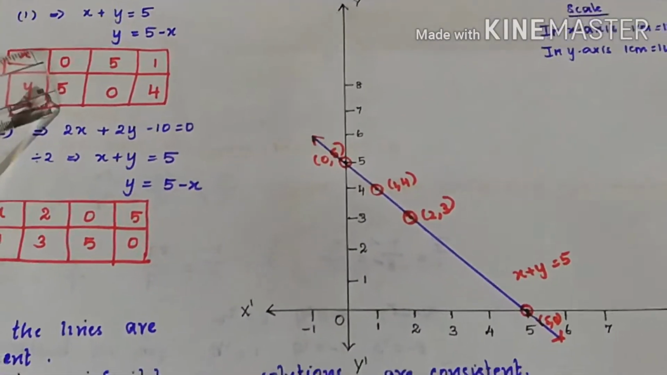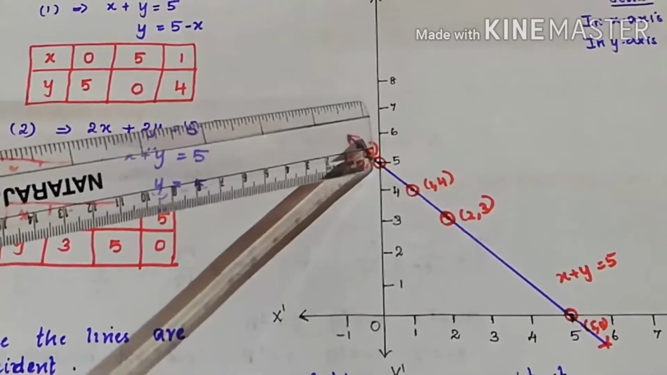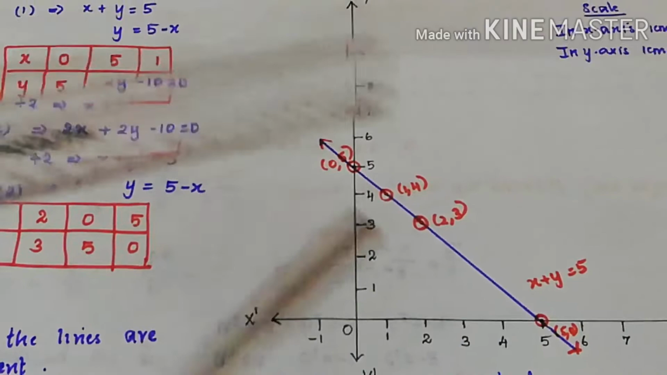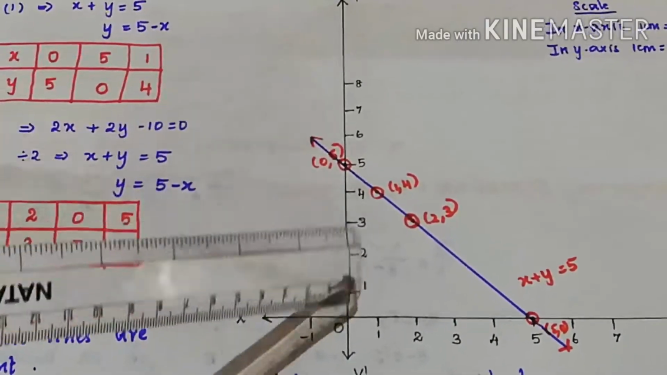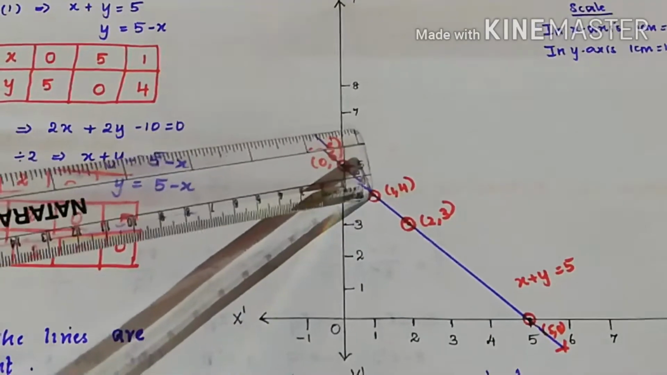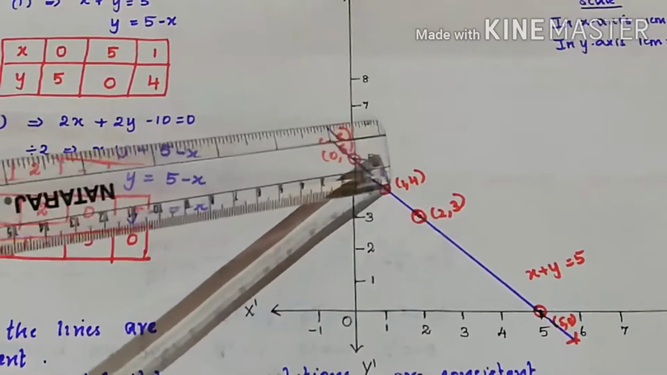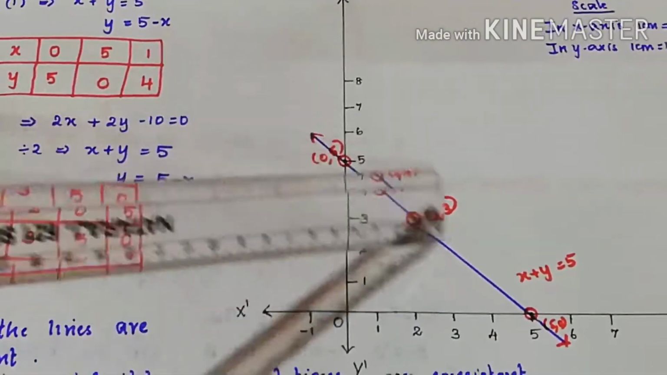So 0, 5, only the y coordinate is there, so it lies on the y axis. Next 5, 0. Only the x coordinate is there, so it lies on the x axis. Then 1, 4: x coordinate 1, y coordinate 4, so it comes over here. So you have plotted, and we will join it by a straight line.